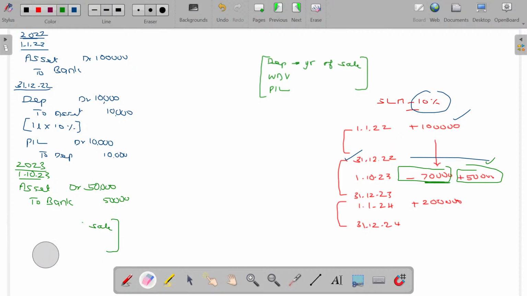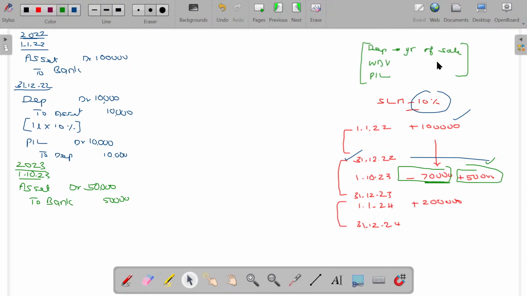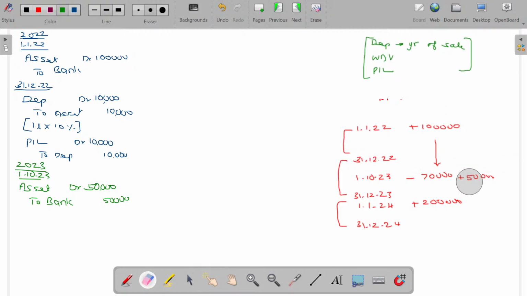Okay, so let me finish up this first of all. Depreciation, year of sale, WDV, and profit and loss. These are the 3 things that should always be calculated when you are planning to sell. Is that clear?